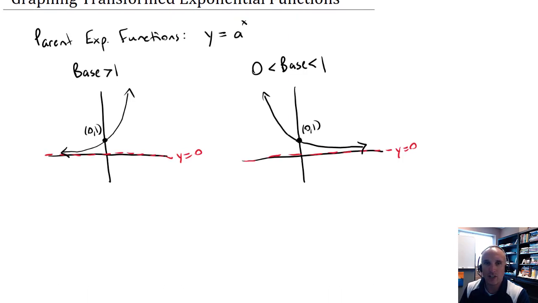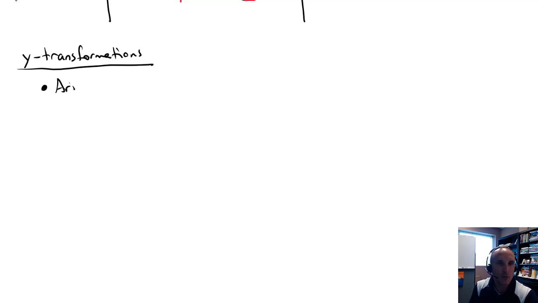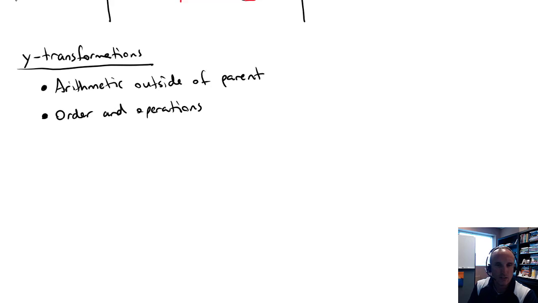Now, let's review transformations. We have y transformations occur from arithmetic outside of the parent function, and the order of the operations are what you expect. Again, you should already be familiar with this. This is a quick summary.